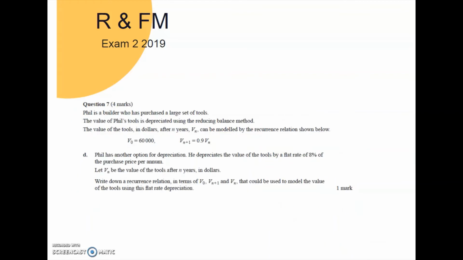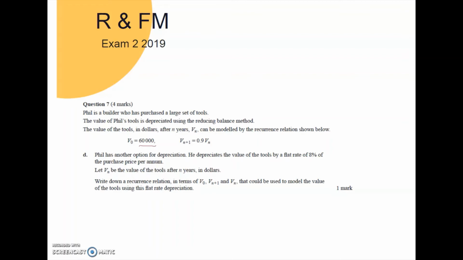Okay, we're moving into some exam 2 questions now, and jumping to question 7, we've got a bit of information here, and then we're going to jump to part D of that, because that's where it started to get a bit more difficult. So Phil is a builder who has purchased a large set of tools. He's depreciating these tools using the reducing balance method. The value of the tools can be modelled by the recurrence relation shown. Okay, so I've just given you that information because we need to know some information about what our initial cost, so $60,000 was what he paid for the tools.